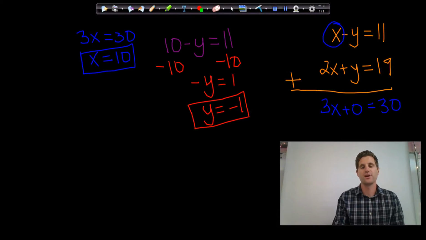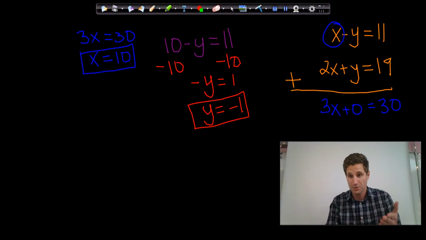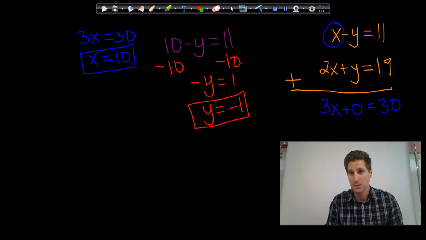So these are my 2 answers for the equation, and I can actually plug them in and see if it works. 10 minus a negative 1 is actually going to be 11. 10 times 2 is 20, minus 1 is 19, so this checks out. Alright, let's go ahead and jump to our next problem.